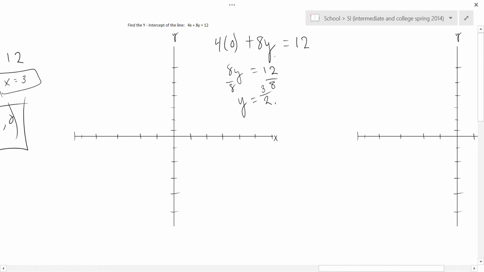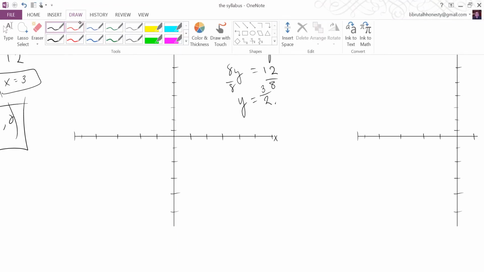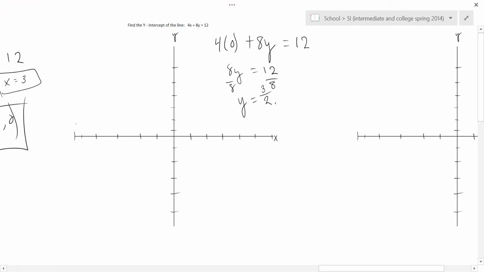Okay. So, this is a line. Y equals 3 over 2 is right about here. Let's do dotted. That's a line. But we want the point. So we have to write it as a point if we're going to say it on a test.